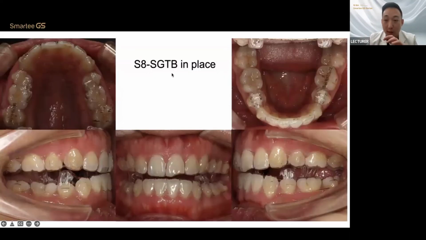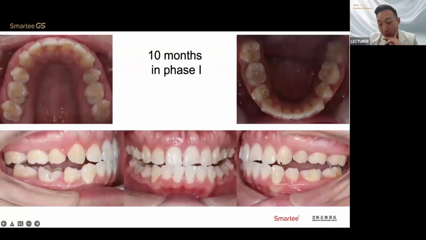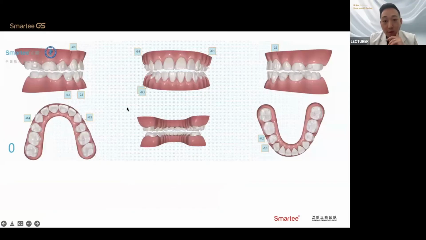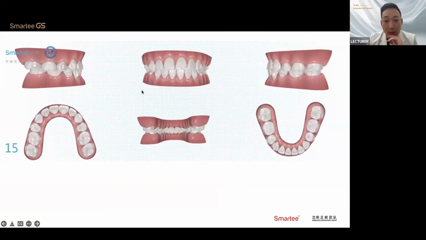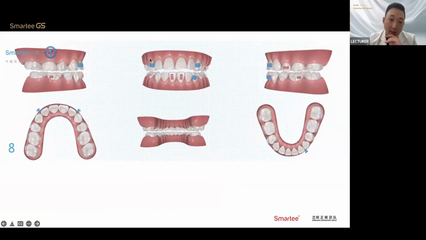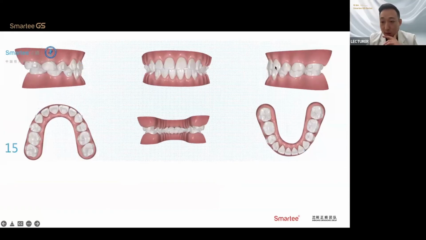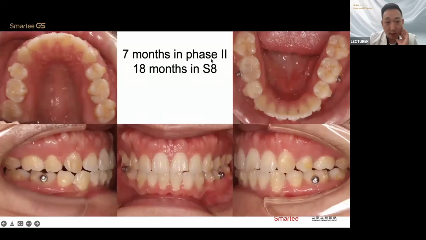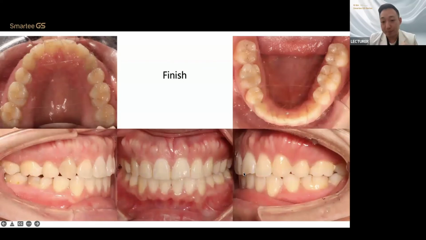Here you can see S8 SGTB firstly in place, and then after 10 months, you can see the open bite in the buccal segment is much smaller, right? That's because we do a lot of intrusion, and you can see the gummy smile is gone. And here's the animation in phase 2, where I just do some occlusal detailing, the midline correction, the molar relationship correction, something like that. So some very easy tasks here. And this is the 7 months in phase 2, and that's what we finished.